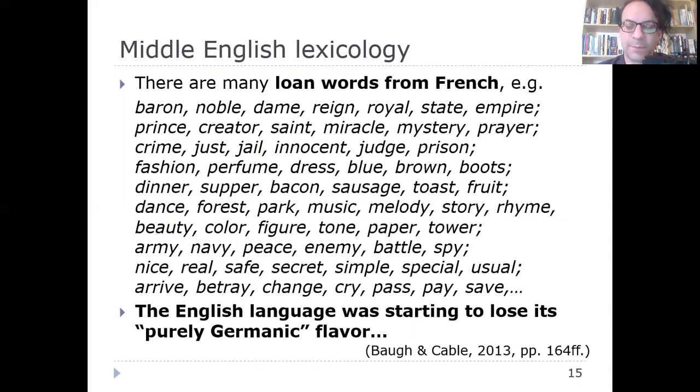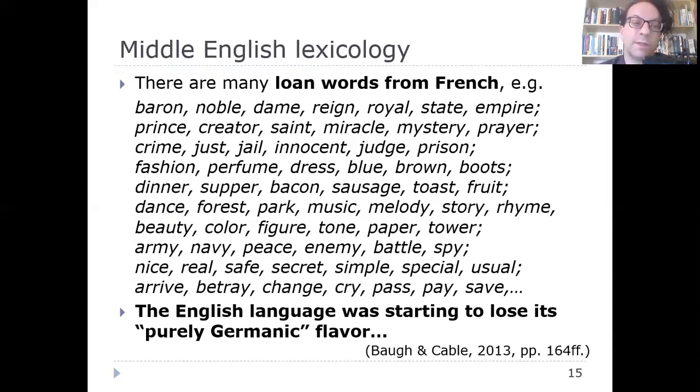So yeah, things to do in your free time, basically, if you have a lot of free time in the Middle Ages. So dance, forest, park, music, melody, story, rhyme, beauty, color, figure, tone, paper, and tower. Yeah, architectural terms as well.